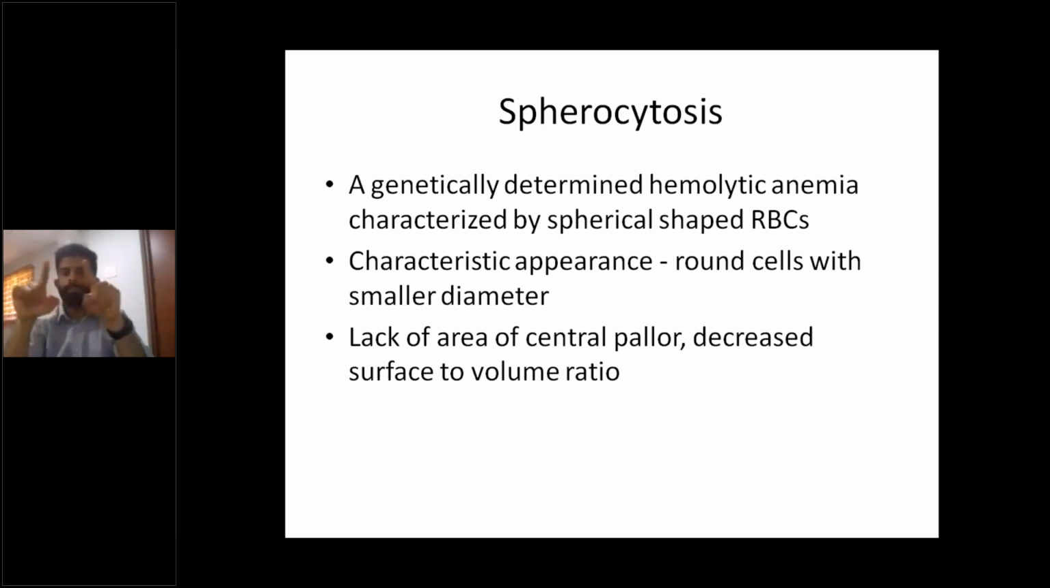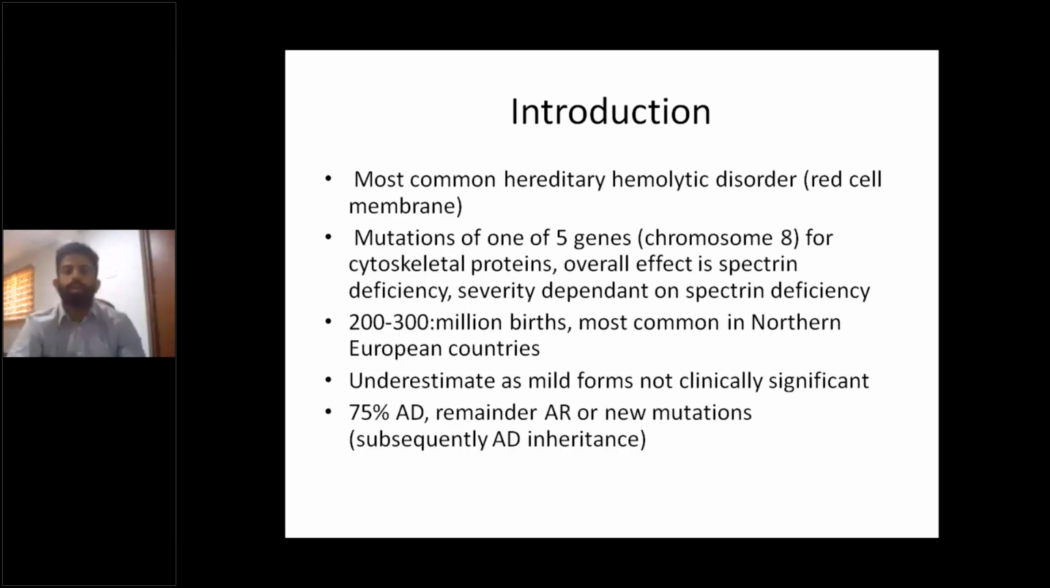Now imagine an RBC which is this shape. If it's biconcave in shape, then the surface area is much more for absorption. This entire area and the ends of the RBC are available for absorption. Whereas if it's spherical and if it's smaller in size, that means the area of absorption will be drastically decreased. And also, if it's spherical in shape, it is much more difficult to pass through the reticuloendothelial system.